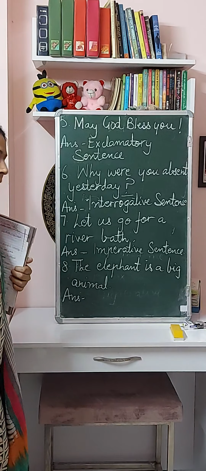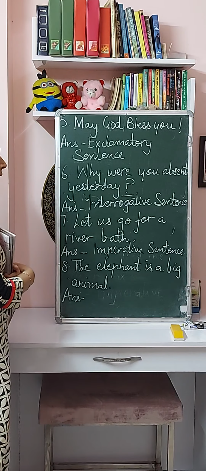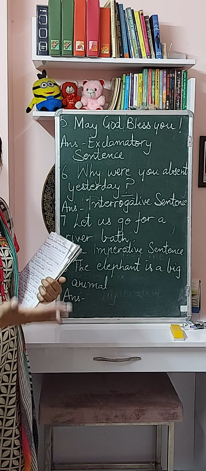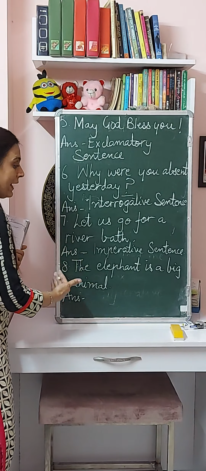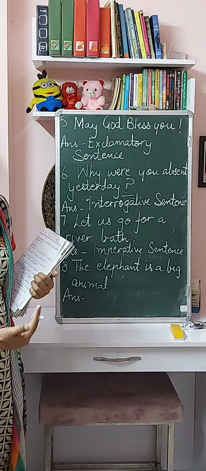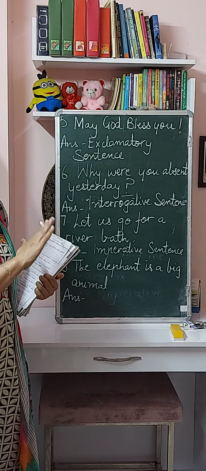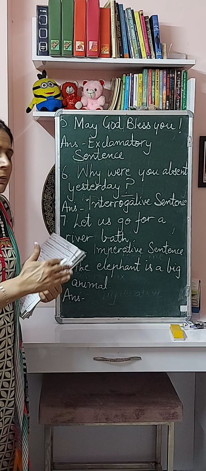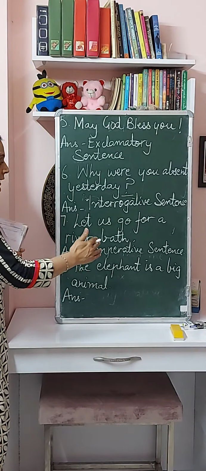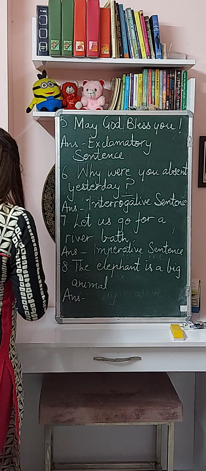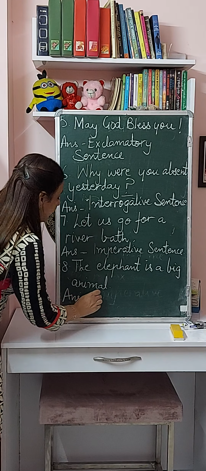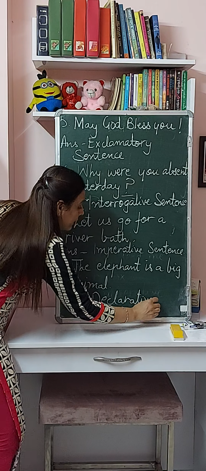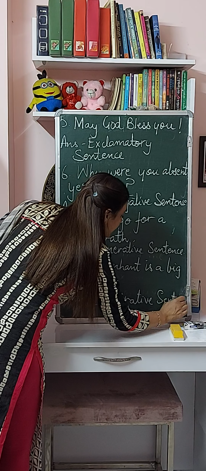Alright? Now the eighth sentence which is given over here is, the elephant is a big animal. Now you are declaring, you are stating that the elephant is a big animal. You are not giving any suggestion, you are not asking any question, you are not surprised, you are just stating, just giving the statement. So what kind of sentence will it be? It will be a declarative sentence.